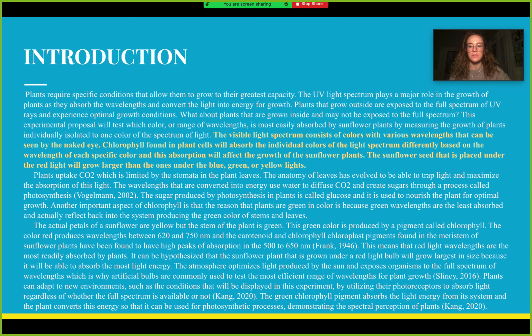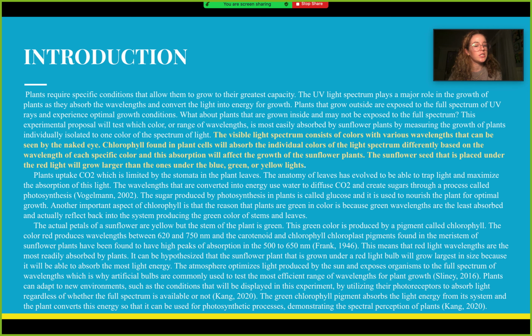So plants do require specific conditions to allow them to grow to their greatest capacity, and one of these conditions is the UV light spectrum. The plants use their photoreceptors to absorb the light and convert it into energy that can be used for photosynthetic processes. My hypothesis is that the visible light spectrum consists of colors with various wavelengths that can be seen by the naked eye. The chlorophyll found in plant cells will absorb the individual colors of the light spectrum differently based on the wavelength of each specific color, and this absorption will affect the growth of the sunflower plants.